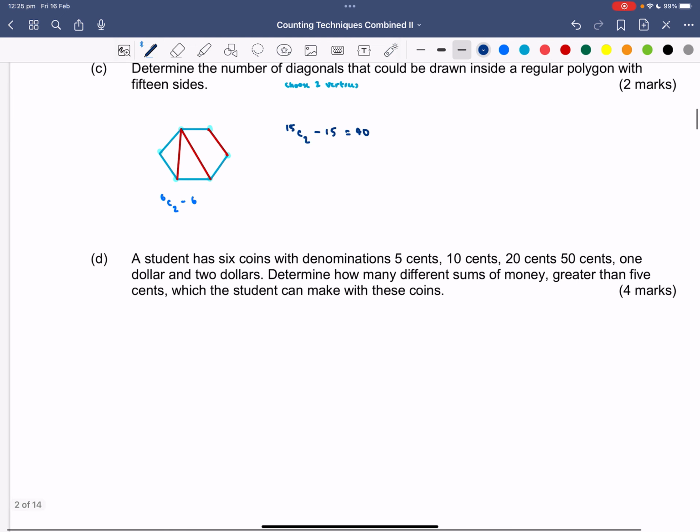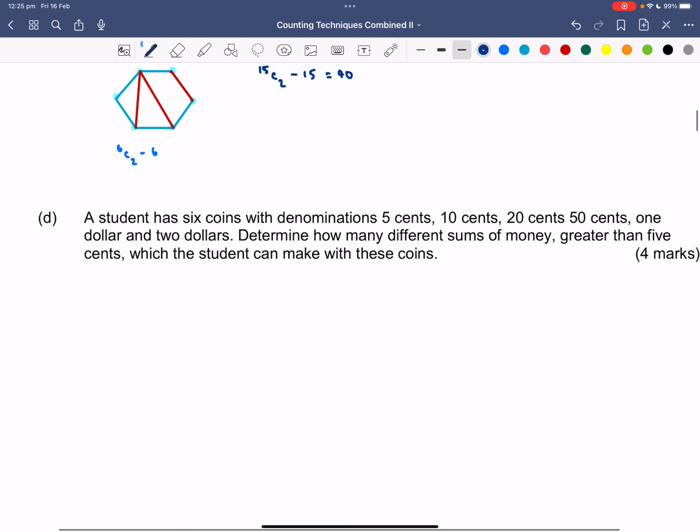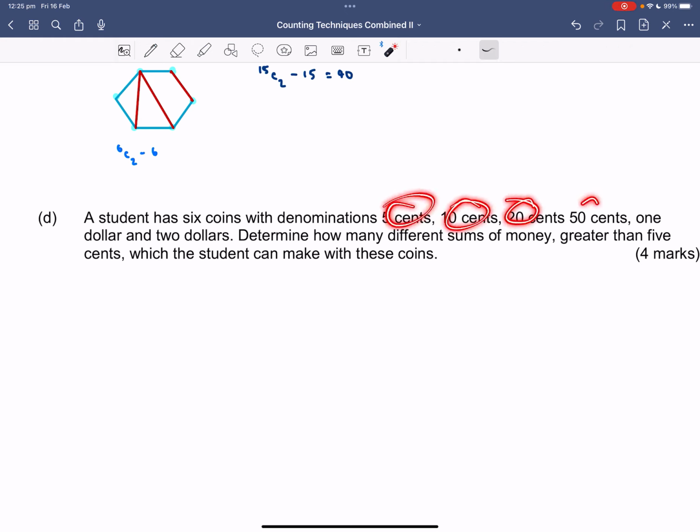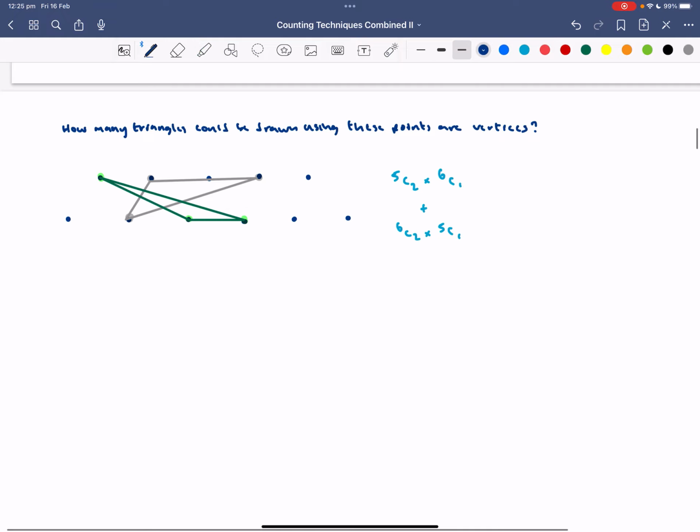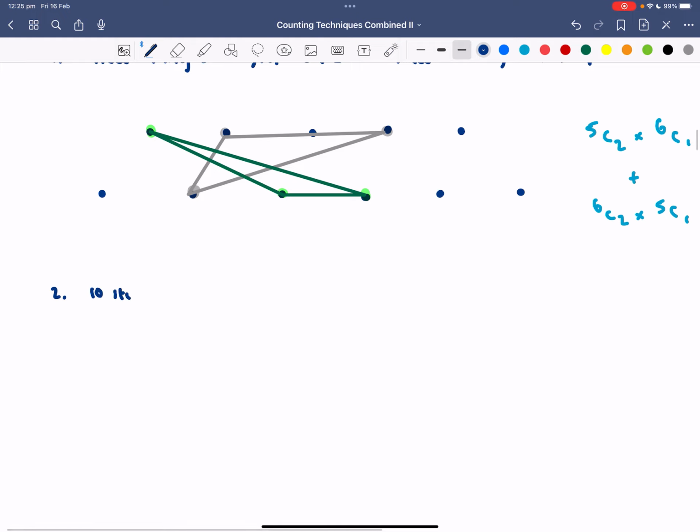Nice question. Question D. A student has $6 and they have denominations of 5 cents, 10, 20, 50, $1, and $2. Determine how many different sums of money greater than 5 cents the student can make. How many different sums? Now, we did a very, very similar question last lesson. I would have said something like, you go into a store and there are 10 items in a store.